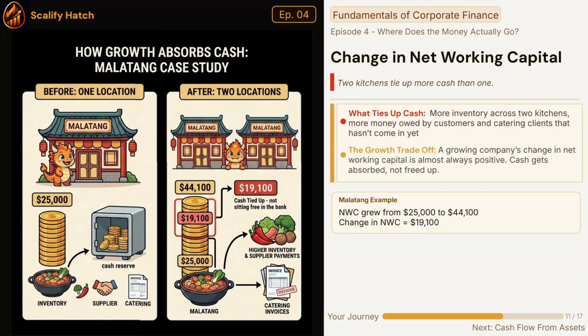If a company is growing, this number is almost always positive. That's not a bad sign by itself. It just means cash is being absorbed into the business, not freed up.